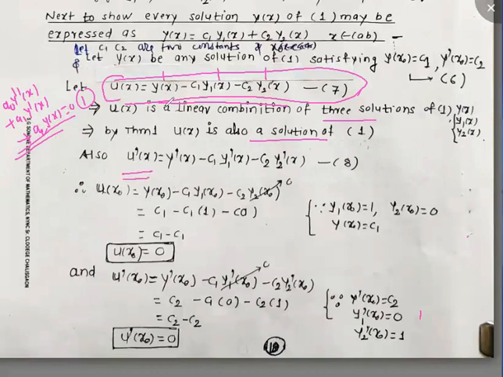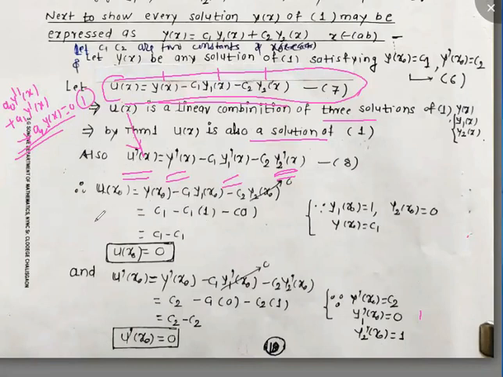It means the derivative of y, which is y dash. c1 is a constant, minus c1 times the derivative of y1(x), which is y1 dash x, minus c2 times the derivative of y2(x), which is y2 dash x. So it is a simple derivative, the derivative of u. So u(x) and u dash x. u(x) is a solution of 1, first of all, because it is a linear combination of three solutions of 1. So it is a solution of 1, first thing.